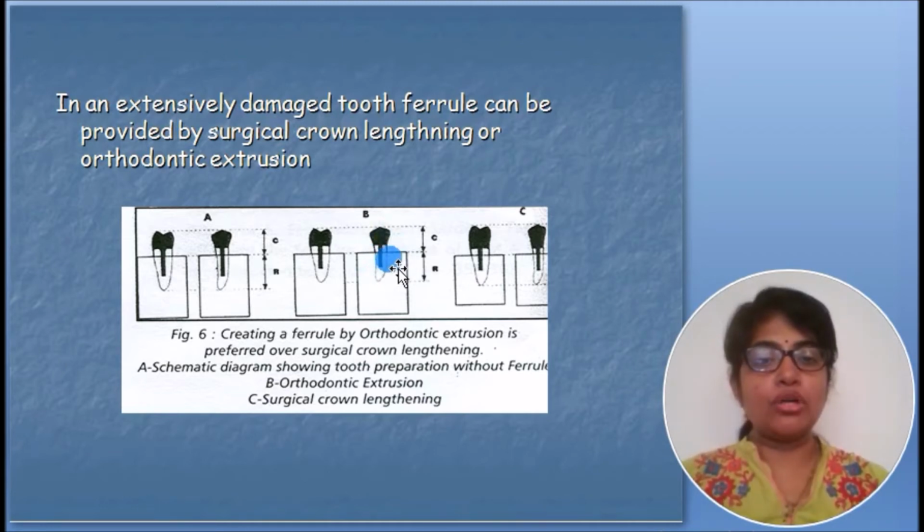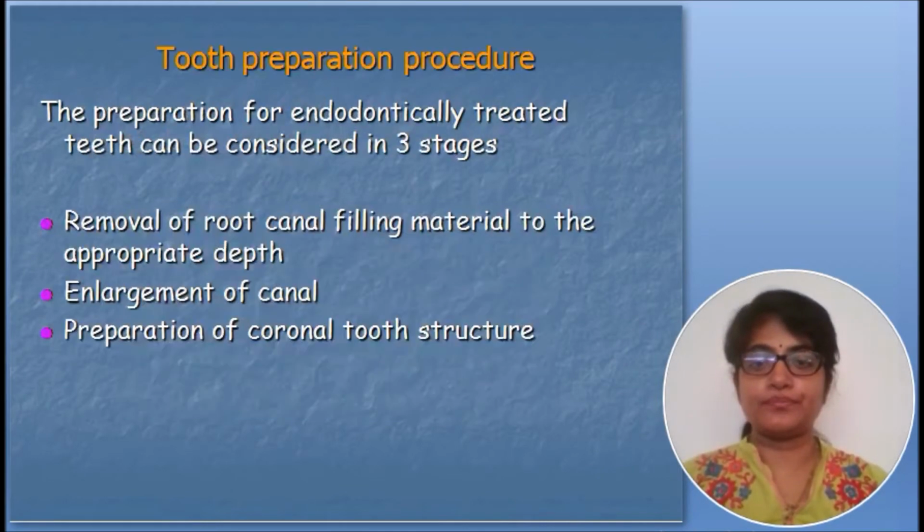But if the alveolar bone level is very close to the gingival crest, then we have to go for orthodontic extrusion. So in figure B, we can see it is orthodontic extrusion where the crown root ratio is not sacrificed. But in surgical crown lengthening, we get the ferrule but it sacrifices the crown root ratio. Therefore, orthodontic extrusion is preferable to surgical crown lengthening wherever it is possible.